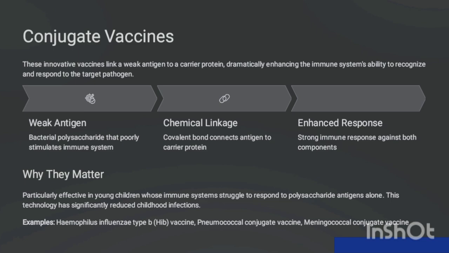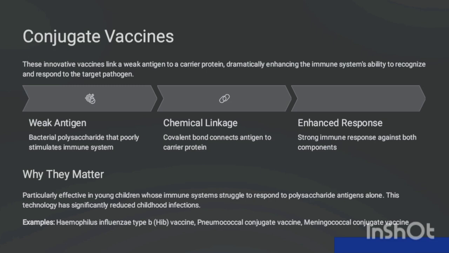Why they matter: particularly effective in young children whose immune systems struggle to respond to polysaccharide antigens alone. This technology has significantly reduced childhood infections. Examples: Haemophilus influenzae type B Hib vaccine, pneumococcal conjugate vaccine, meningococcal conjugate vaccine. 7. mRNA vaccines, a revolution.